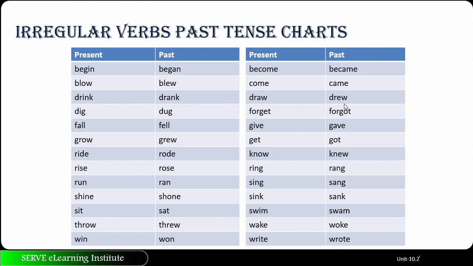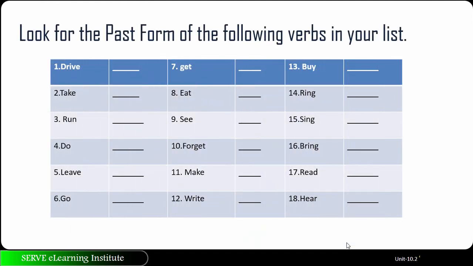Draw, drew. Forget, forgot. Give, gave. Get, got. Know, knew. Ring, rang. Sing, sang. Sink, sank. Swim, swam. Wake, woke. Write, wrote. Okay, children. So now we have learned some of the past tense words for irregular verbs. So now in the next slide we are going to do an exercise for it.